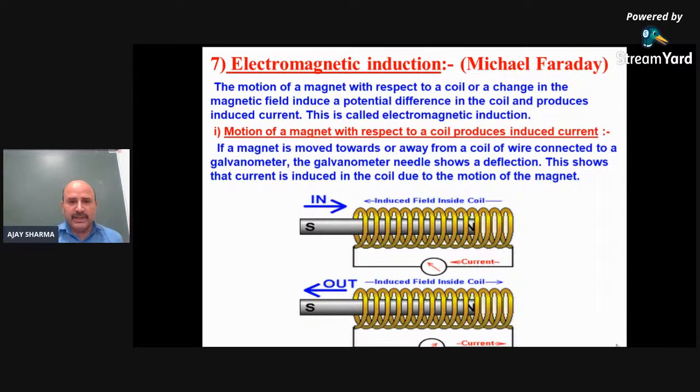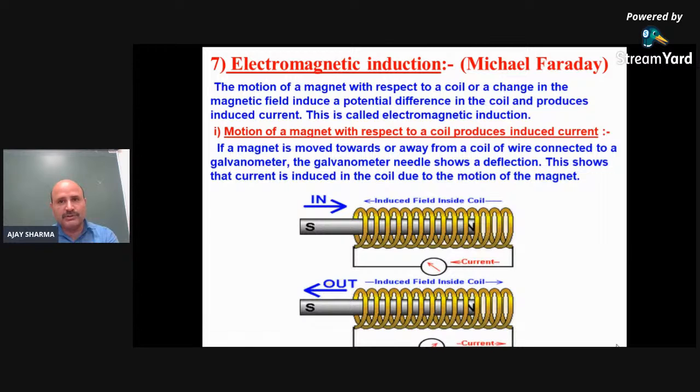So when I am using a bar magnet and moving it towards the coil, the magnetic field associated with this coil will increase. It means the magnetic field which was generated by the bar magnet is now associated with the coil. So when I am moving the bar magnet towards the coil, the magnetic field associated with the coil will increase, and there will be production of current.